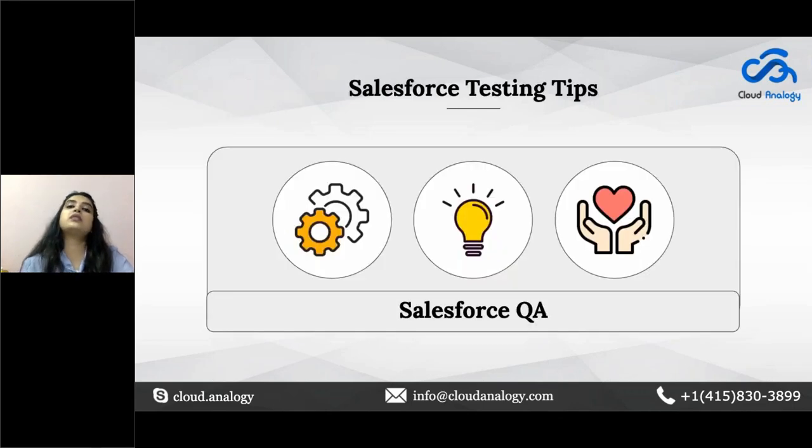Then comes the part on Salesforce testing tips. There are many tips for testing apps in Salesforce, but there are certain tips that I would like to give you. My first tip is that there are six types of testing that you must do in Salesforce. I know these are very basic and common names, and you will all be familiar with them. They are UI testing, functional testing, regression testing, system testing, integration testing, and lastly system integration testing.